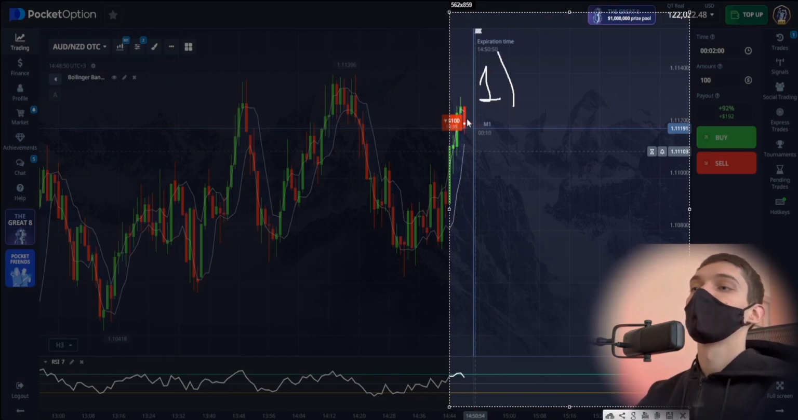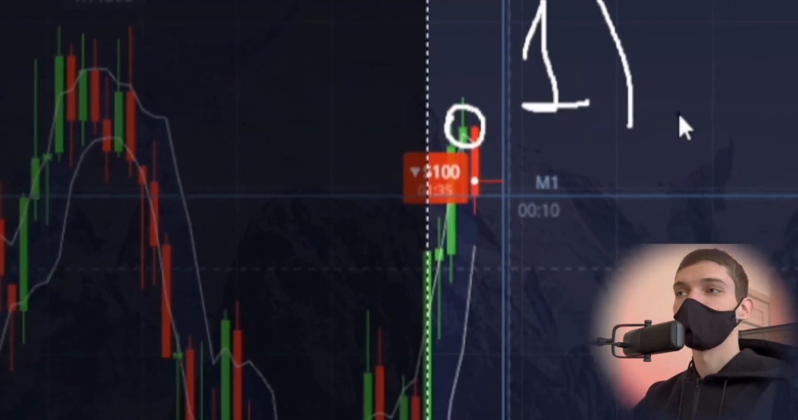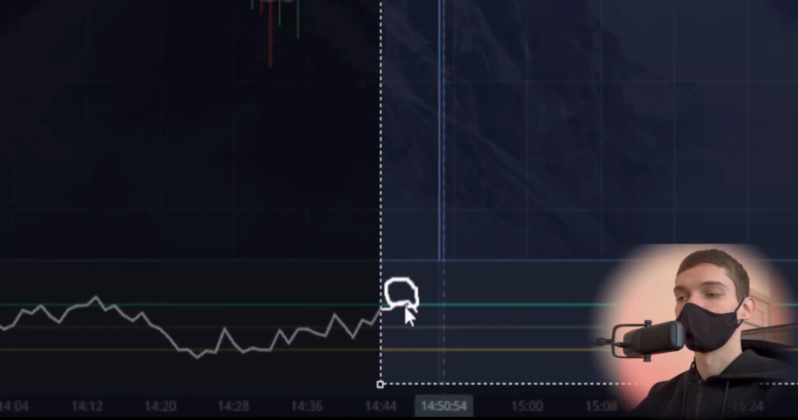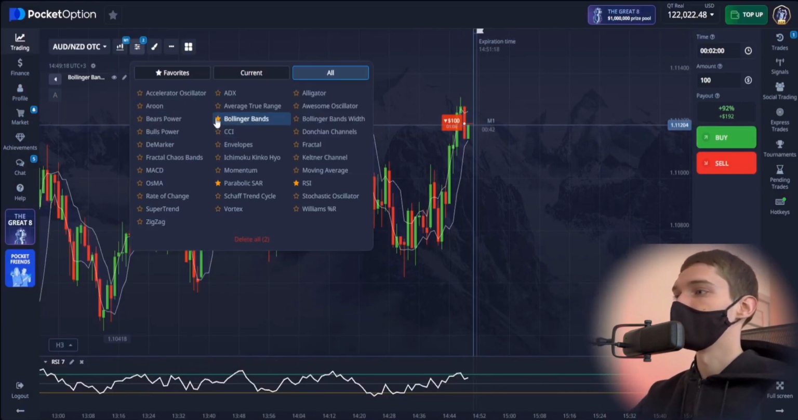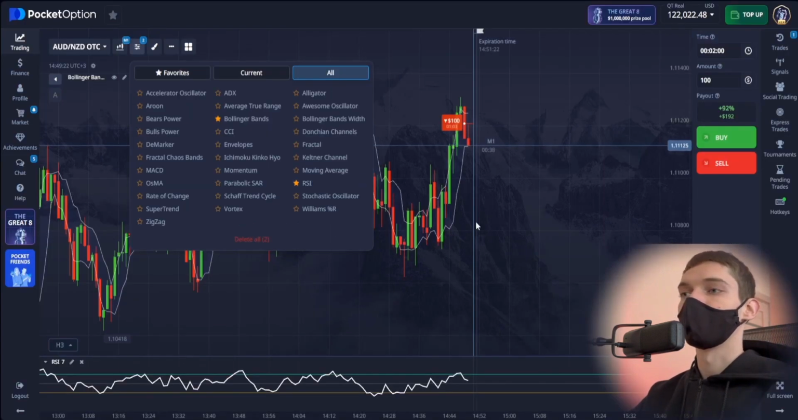First, when we cross the upper boundary of the Bollinger Bands indicator, it indicates that you can enter a trade to go down. And second, in this case, we need to look at the RSI indicator, which should be in the overbought zone, and vice versa. Let me show you the indicators we will need right away. These are the Bollinger Bands indicator and the RSI indicator.